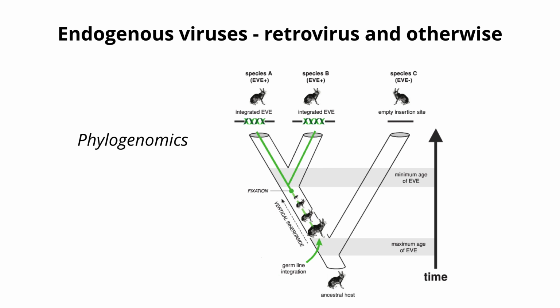So we know these 3 had a common ancestor here, an ancestral host. The ancestral host doesn't have an integration in the germline, so we can say that when A and B split off from C, that's the maximum age of the virus, and then the minimum age would be when A and B split off as well. So we can put numbers on the age of the integration. And these turn out to be millions and millions of years.